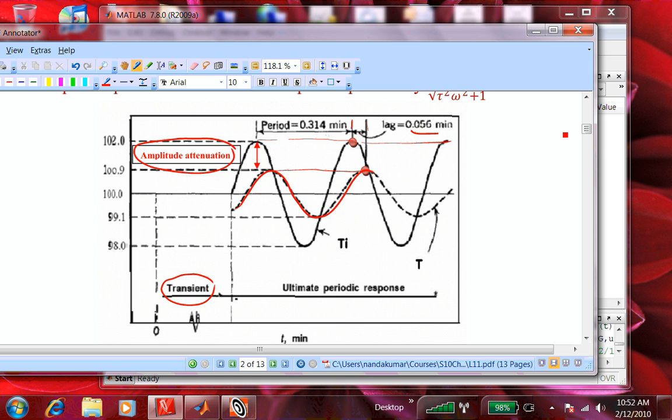You're putting a sinusoidal input on the system, and you're monitoring the output and plotting the output. So this is the output curve. This is a first order response. The transfer function is a first order transfer function.